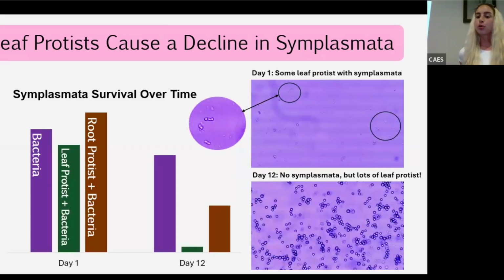I found that leaf protists caused a decline in the number of symplasmata compared to the root protists. As observed in the graph, the symplasmata counts rapidly decreased with the leaf protists, while a low population remained stable with the root protists. These pictures clearly show that in the presence of leaf protists, existing symplasmata disappeared.